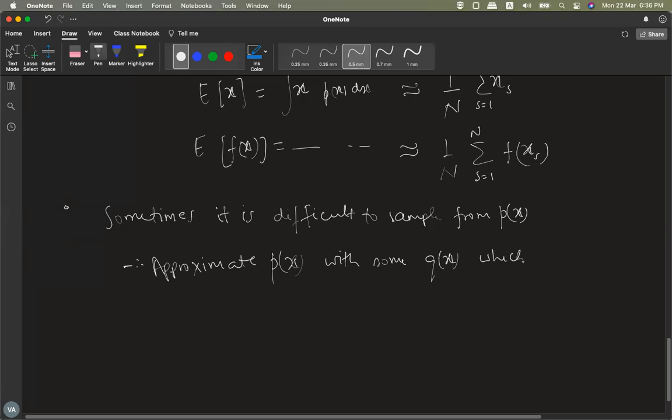which is, number one, close to p(x), and number two, easy to sample. Approximate p(x) with some q(x) such that this q(x) is close to p(x) and it is easy to sample. How do you find similarity between two distributions? Very quick question. How do you find similarity between two distributions?